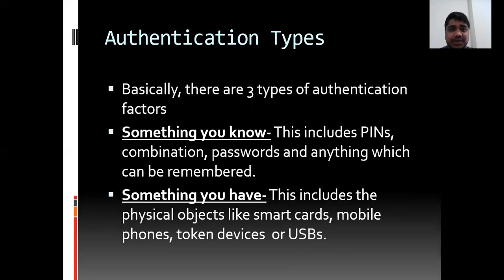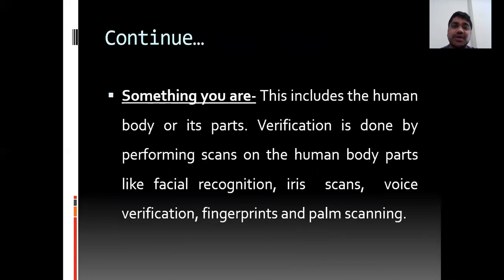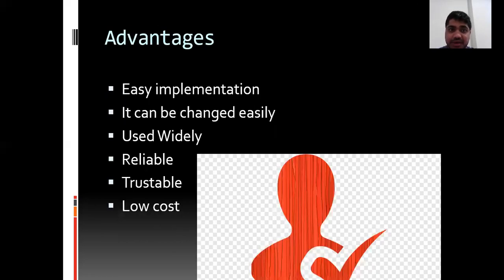And authentication types. Basically, there are three types of authentication factors. Something you know: this includes pins, combinations, passwords, and anything which can be remembered. Something you have: this includes physical objects like smart cards, mobile phones, token devices, and USBs. And something you are, the third and last one. This includes the human body or its parts. Verification is done by performing scans on human body parts like facial recognition, iris scans, voice verification, fingerprints, and palm scanning.